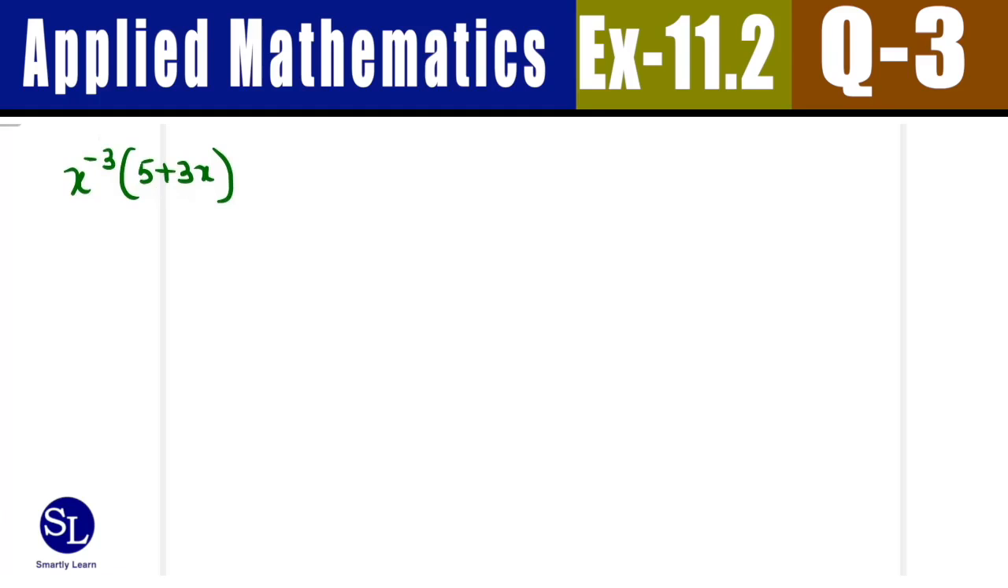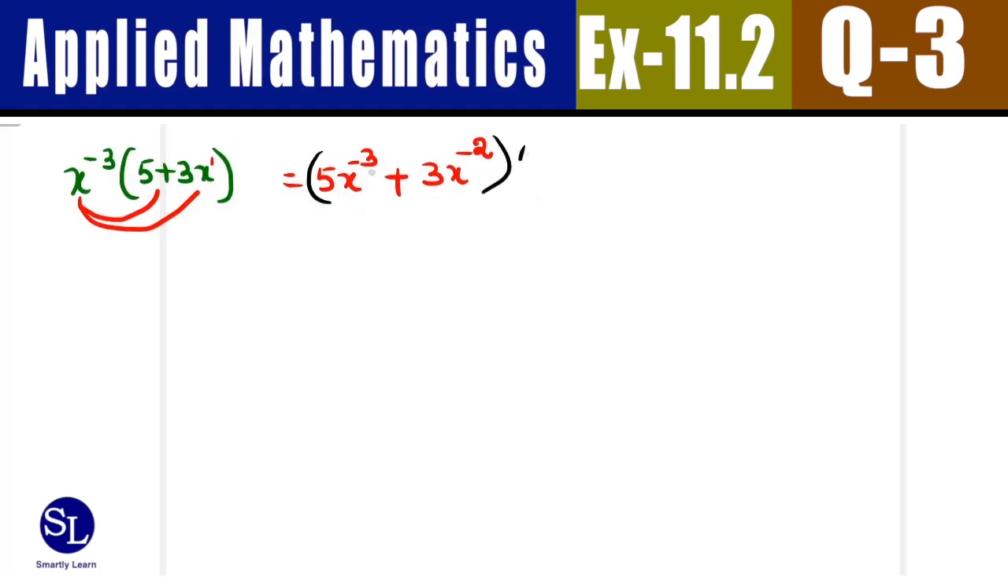So before we do the differentiation, first let's multiply these terms term-wise. So x to the power minus 3 into 5 is 5x to the power minus 3 plus 3x into x to the power minus 3 is 3x power minus 2, because this will be x power 1. So that you multiply it with x power minus 3, you get x power minus 2. Now we need to differentiate this particular function with respect to x.